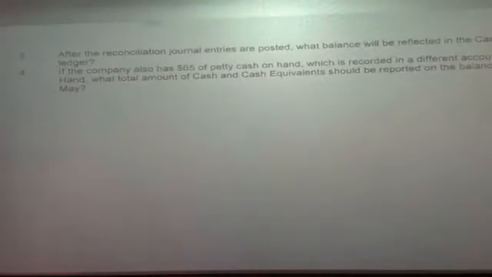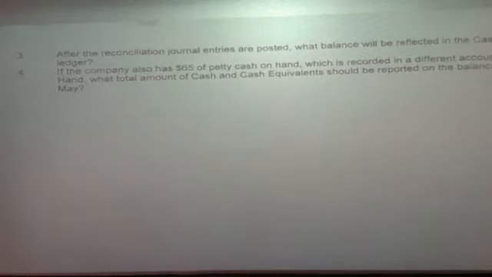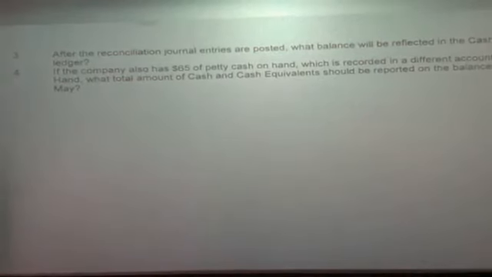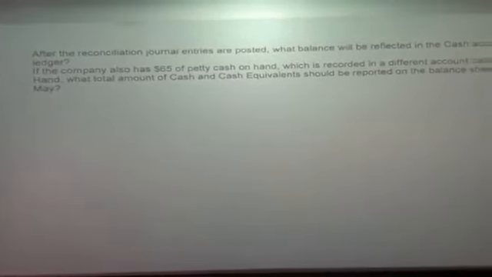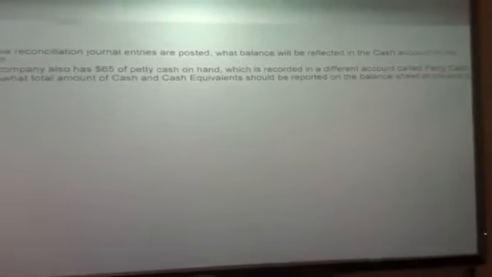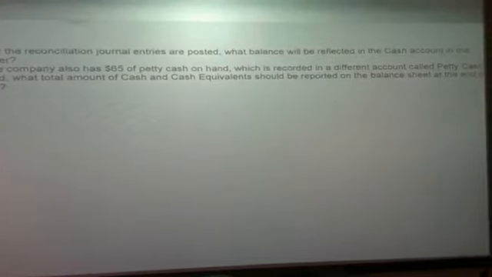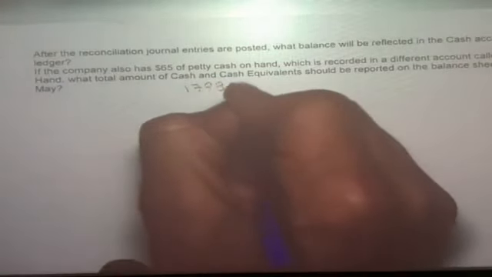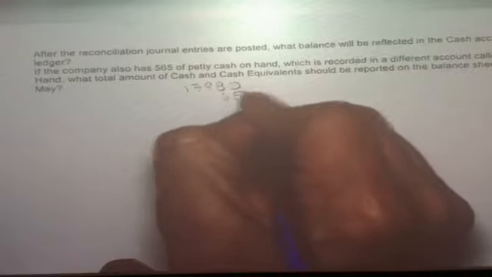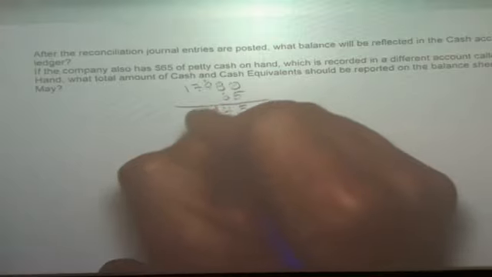And the last question. If the company also has $65 of petty cash on hand, which is recorded in a different account called petty cash on hand, what total amount of cash and cash equivalents should be reported on the balance sheet at the end of May? Well, we currently have $17,980 in our cash account. We have $65 in our petty cash on hand, and we just add those two up, and that will be the total, $18,045.